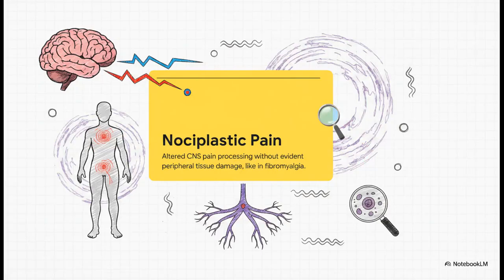But wait, there's a third category you can't forget: nociplastic pain. This is a massive trap on exams. It's when the central nervous system alters its own pain processing, but there is zero evident peripheral tissue damage. The textbook example here is fibromyalgia. There's no active injury, but the pain is absolutely real because the central nervous system's neuroplasticity has shifted.